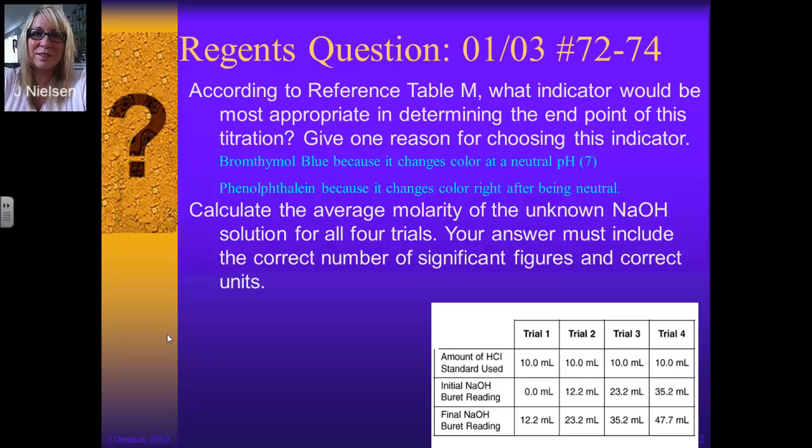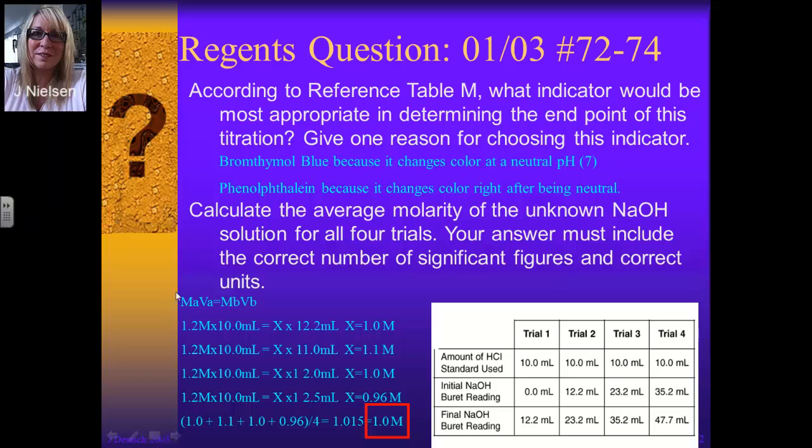Calculate the average molarity of the unknown NaOH solution for all 4 trials. Your answer must include the correct number of significant figures and correct units. So, the easiest way to do this is MAVA equals MBVB. Notice that the molarity, which we got in our first reading, 1.2 molar, is the same in all. Our volume is also the same in all, 10. We have to figure out the difference.